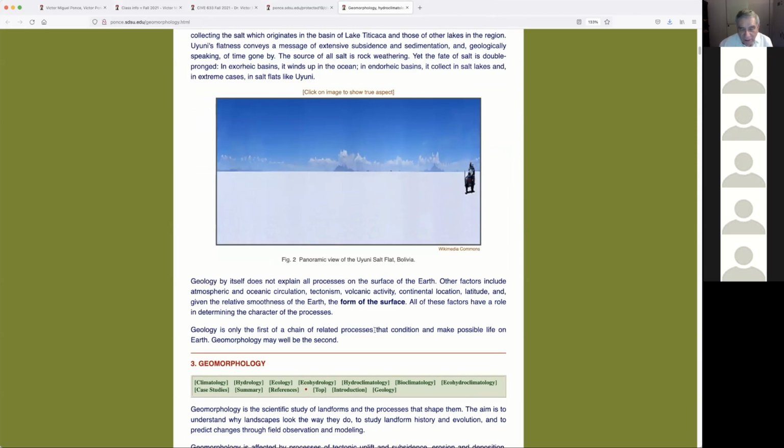We have other factors like atmospheric and ocean circulation. The circulation of the oceans, the circulation of the atmosphere, which sits on top of the ocean and the land, tectonism, the fact that the crust, the surface of the earth, is a crust, but it sits on magma, hot stuff, which volcanoes have a tendency to erupt whenever they erupt.